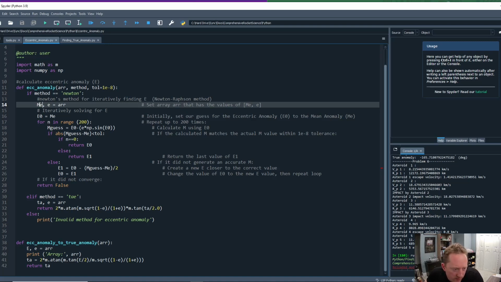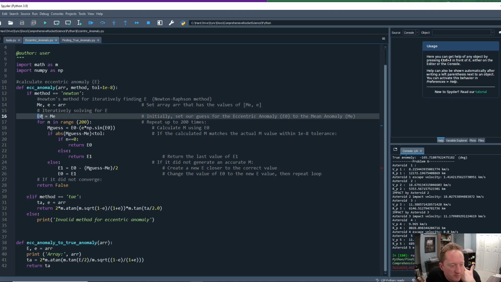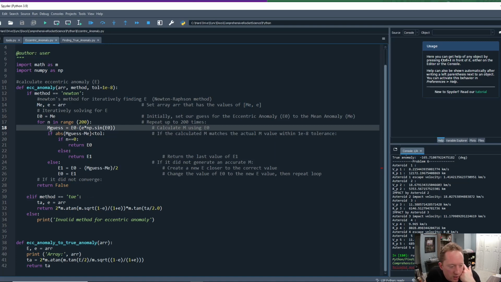So we have our mean anomaly, we have our eccentricity, that's the array that you're passing into this function. Next, you're going to iteratively solve for E. You're going to initially set your initial E equal to your mean anomaly. And then you're going to iterate 200 times. In this example, you could change that number if you wanted to.